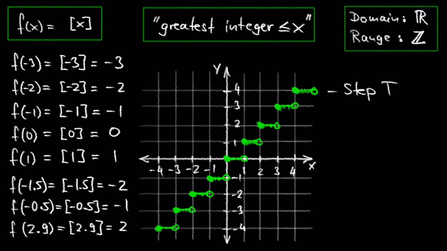We also call this function the floor function. By the way, when the inputs would have been rounded up to the next integer instead of rounded down to the next integer, then the function is called the ceiling function.